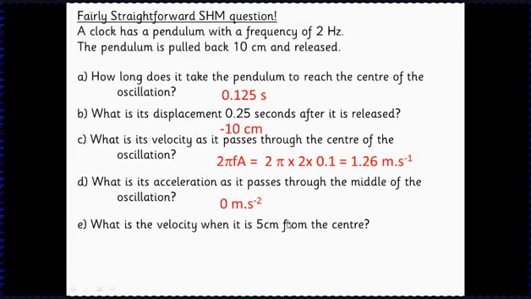Its velocity when it's 5 centimeters from the center is probably the most tricky one. You might want to look at this and think, oh, it's going to be half at the middle, but that's not correct. We do need to use the equation, so 2 pi f times the square root of 0.1 squared minus 0.05 squared, because 5 centimeters is 0.05 meters, gives you 1.09 meters per second.